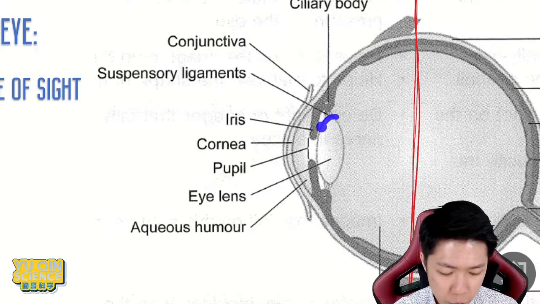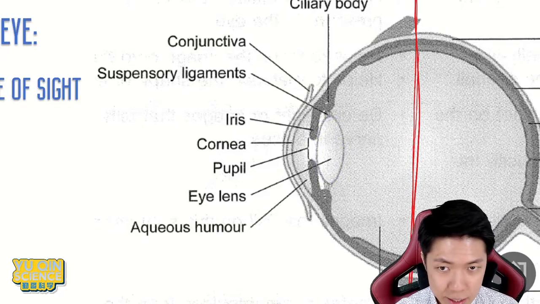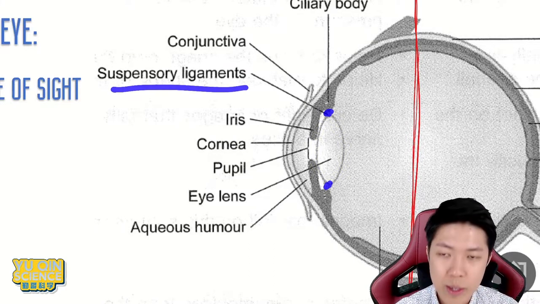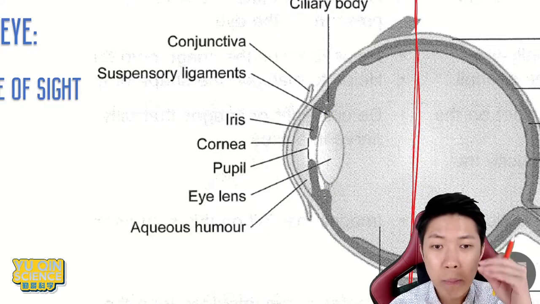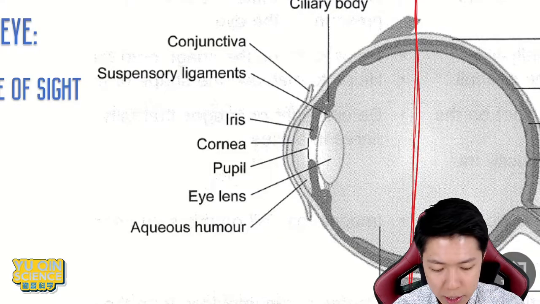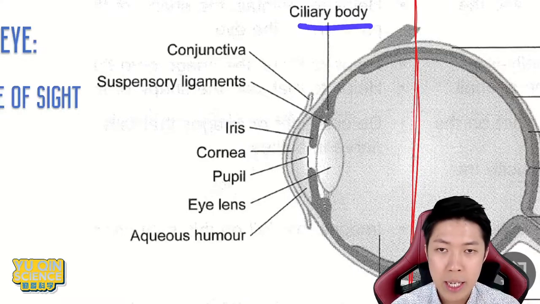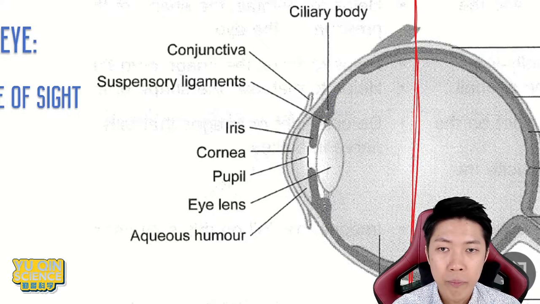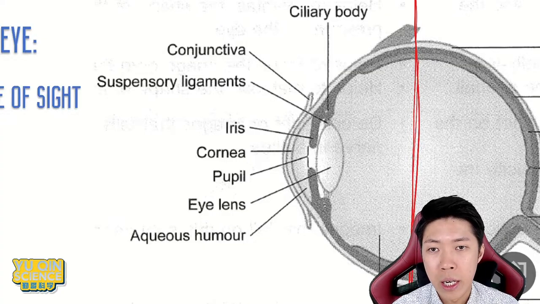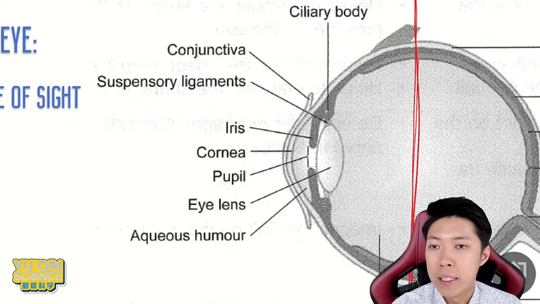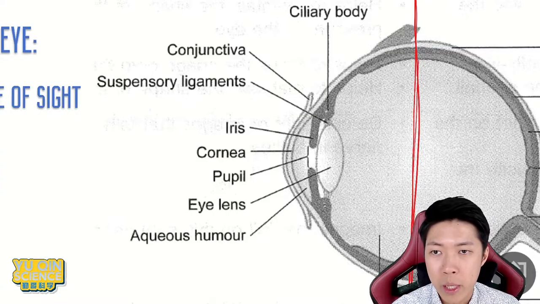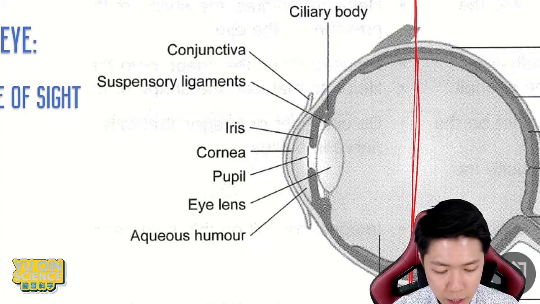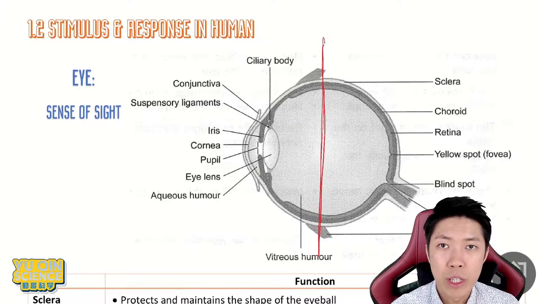Okay, then moving into your eye lens. The eye lens is held in place by the suspensory ligament, which is like a clip to hold it in place. And the ciliary body is like a muscle, right here, that functions to control your eye lens as well, together with the suspensory ligament. We'll get into the function later on. All right, there you go. That's the way we usually remember.